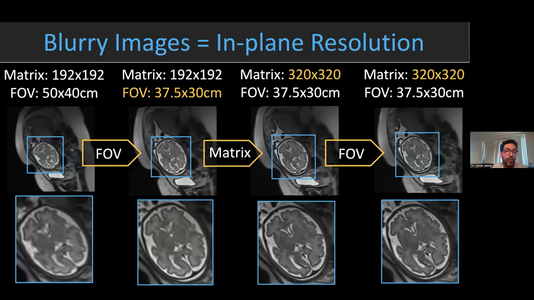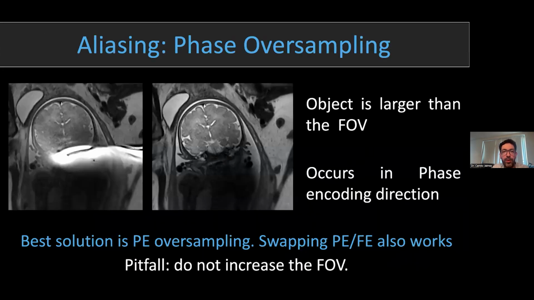So don't assume that because you're using 3T, you're necessarily doing high spatial resolution. You may need to tweak your parameters like your field of view and your matrix to exploit those advantages. A common one is aliasing. Aliasing is simply because the object you're imaging is much larger than your field of view. Frequently occurs in phase encoding direction. The best solution is to do phase oversampling.